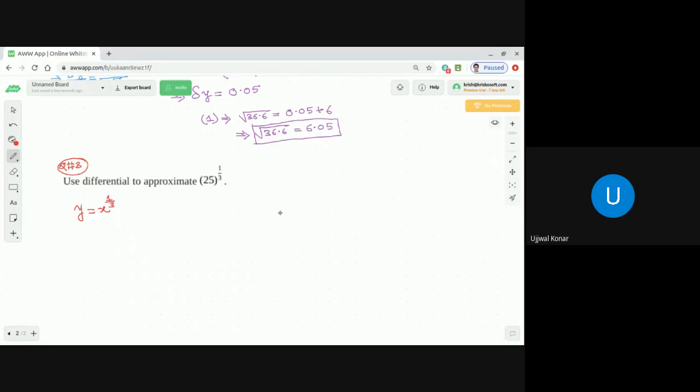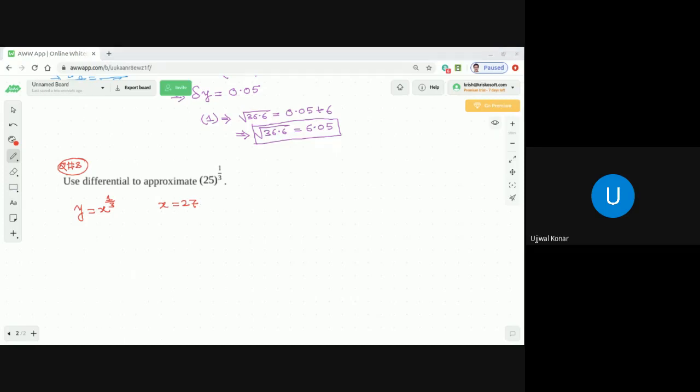You need to choose x in such a manner that x to the power 1 by 3 will give you an integer. And also you need to choose delta x in such a manner that if you take x plus delta x, you will get 25. So what can we do? The first thing we can do, dear students, is take x equal to 27. If we take x equal to 27, then we know 27 power 1 by 3 is equal to 3.